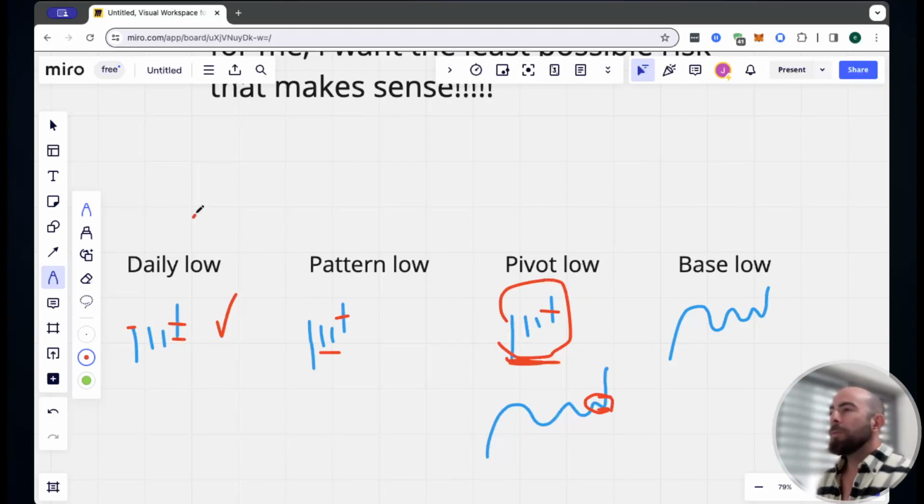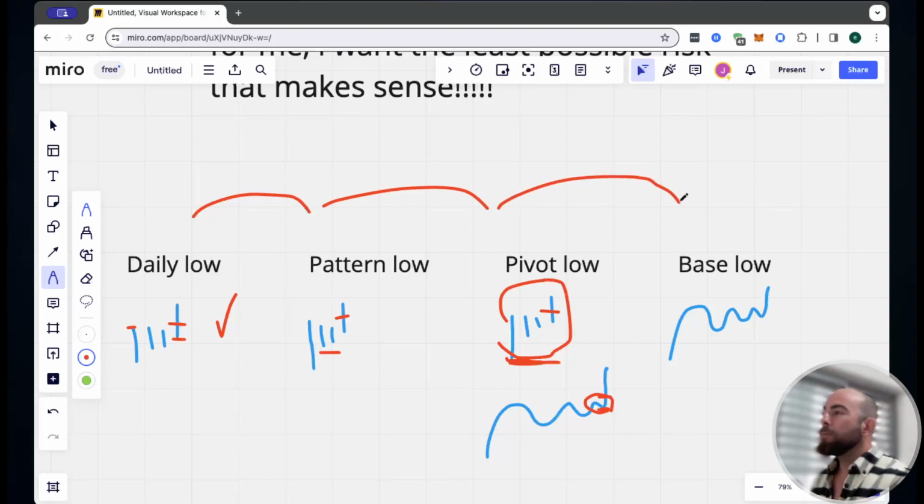And again, just remember that as you go from here to here, this actually makes more sense technically to put a stop, because if the daily low has stopped you out, yes, it makes sense that maybe the trade needs some more time, but sometimes it will just mean that volatility took you out. Volatility took you out because it's a day low. Pattern lows are more substantial.